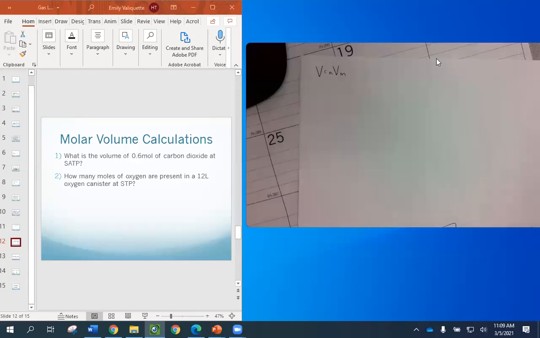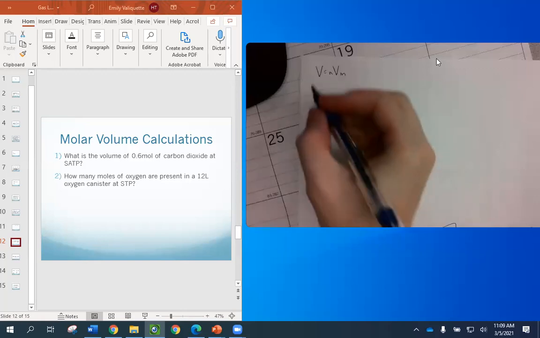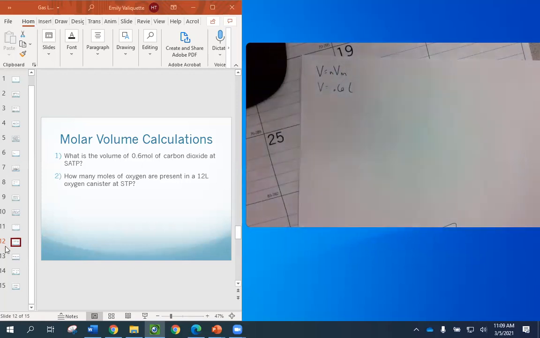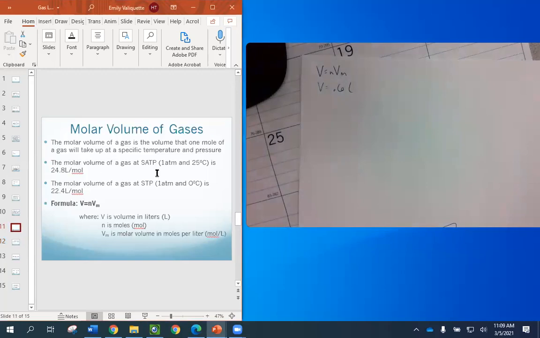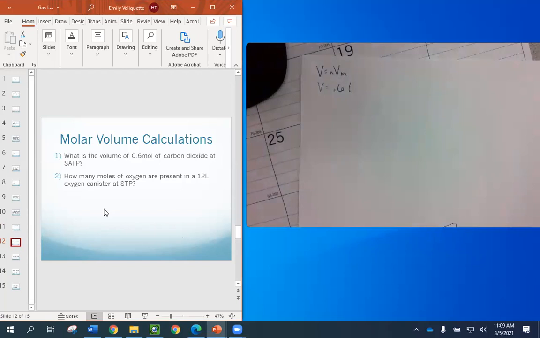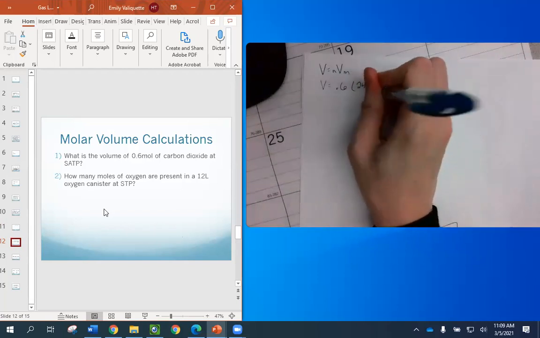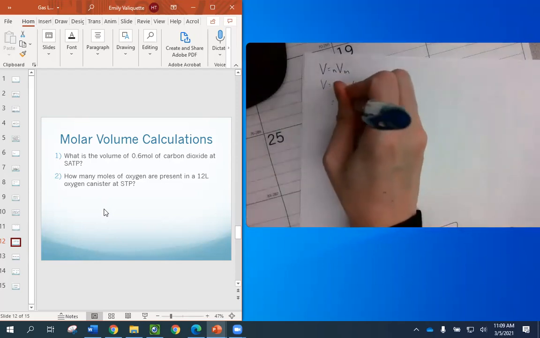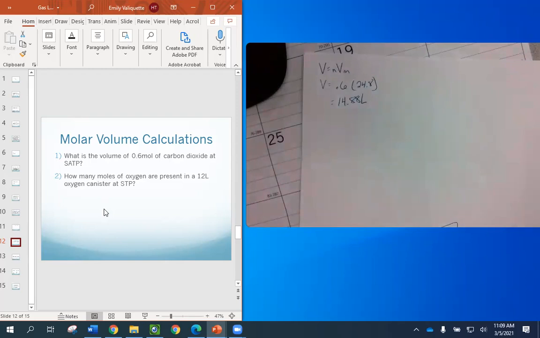Okay, so for this first question, it says, what is the volume of 0.6 moles of carbon dioxide at SATP? So we're looking for our volume, our moles is 0.6, and our Vm, if you just look on your formula sheet or go back to the previous slide, you'll see that at SATP, our molar volume is 24.8. So we are just going to plug in 24.8 where the Vm is. And then I just multiply those two together. So 0.6 times 24.8 is 14.88, and my units would be liters. So pause here and see if you can solve the second one on your own.